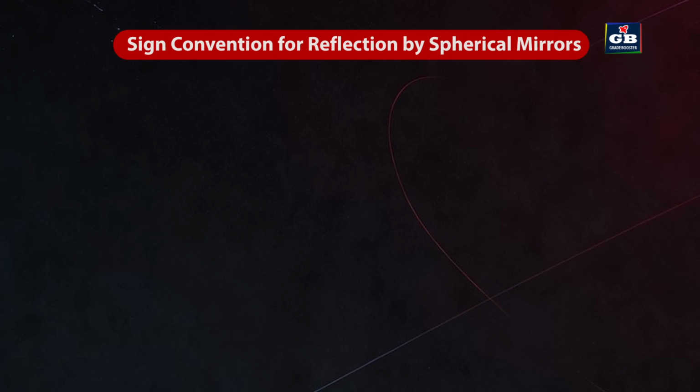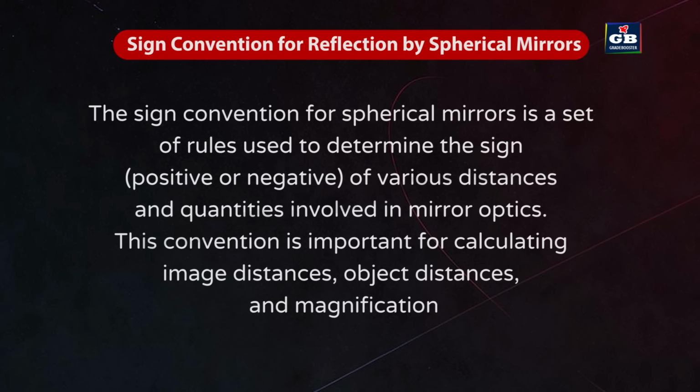Sign convention for reflection by spherical mirror. The sign convention for spherical mirrors is a set of rules used to determine the sign, either positive or negative, of various distances and quantities involved. This convention is important for calculating the image distances, object distances, and to find magnification.